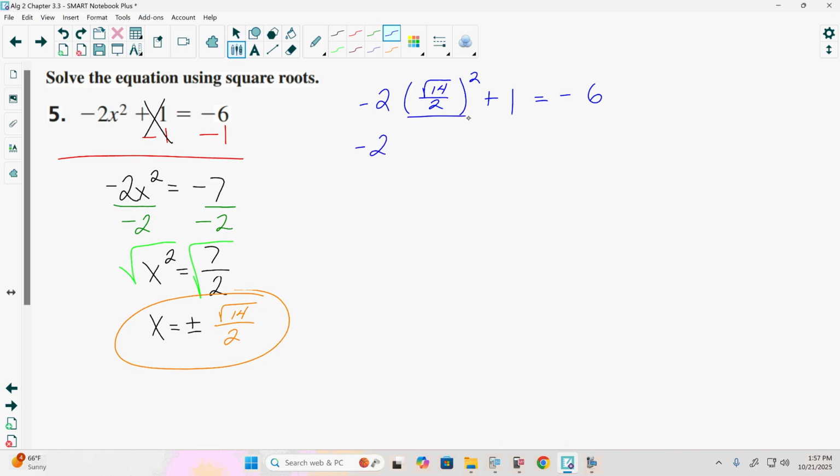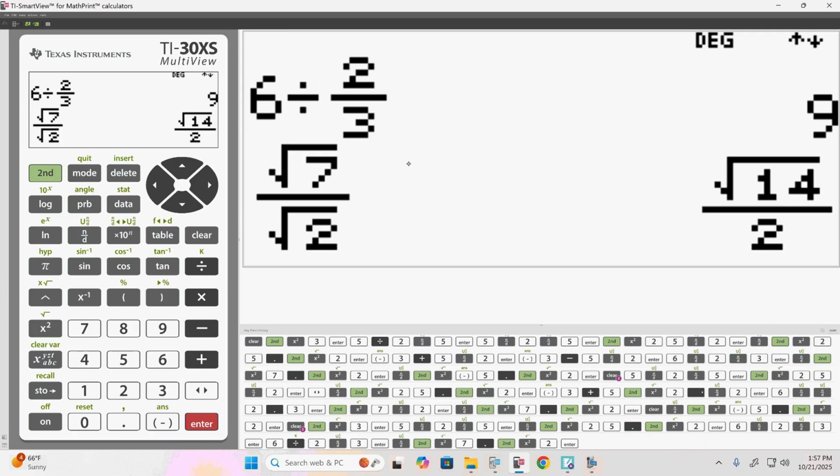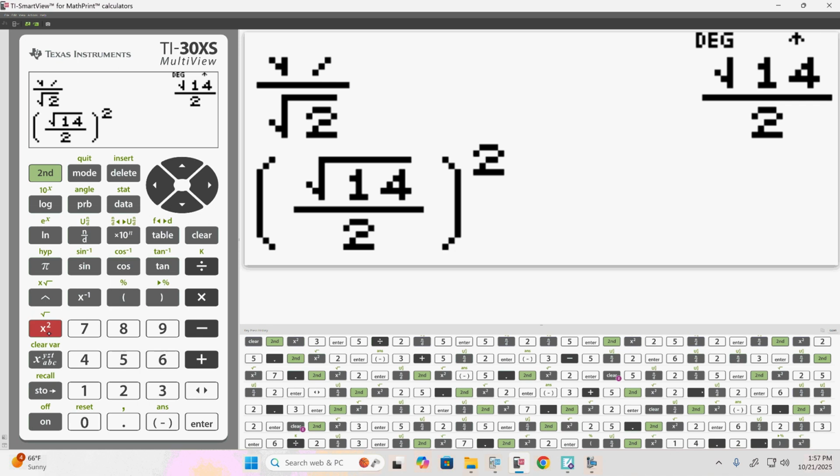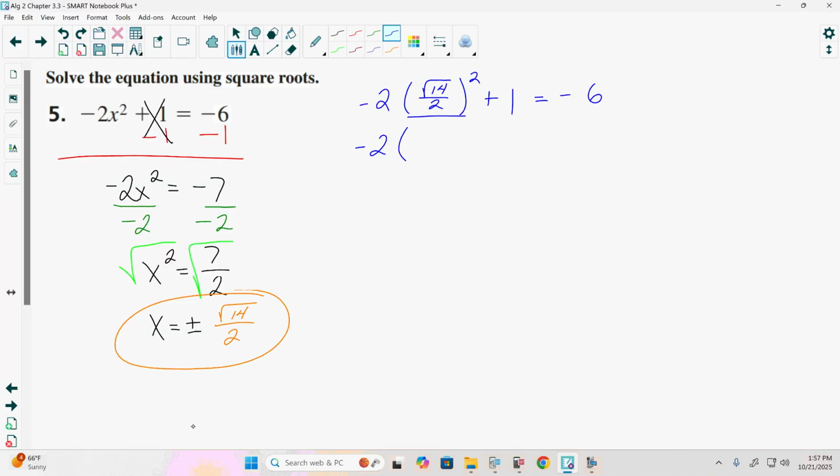So the first thing we can simplify is our square root of 14 over 2 squared. Parentheses, second: square root of 14 over 2 squared is 7/2. And if we do negative 2 times 7/2, we get negative 7. And negative 7 plus 1 is indeed negative 6, just like we wanted.